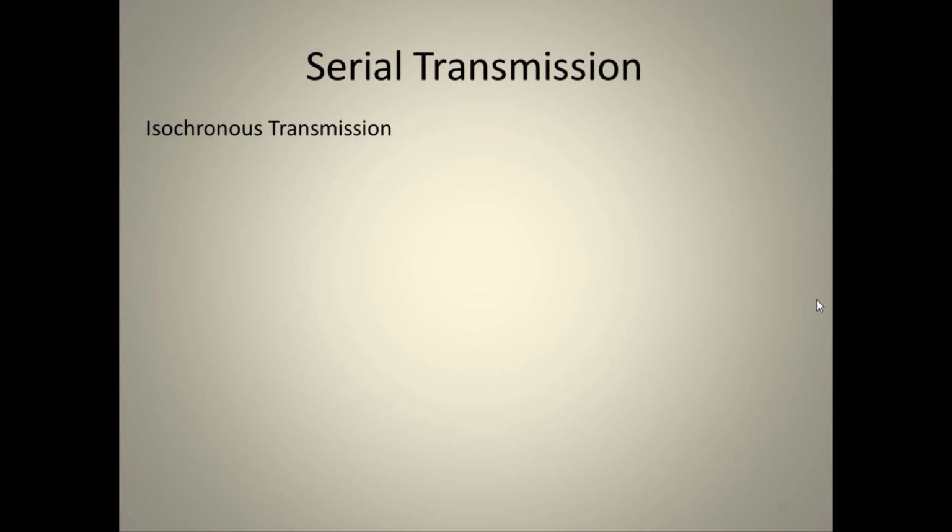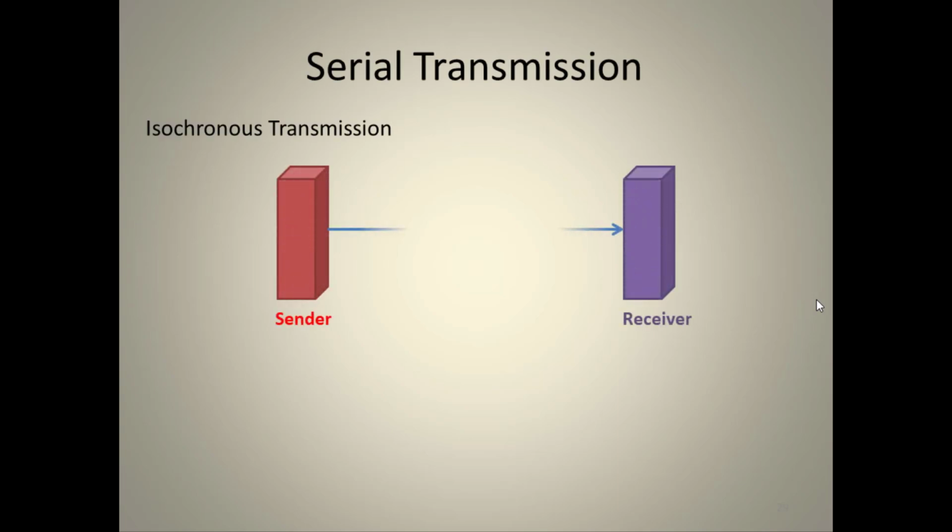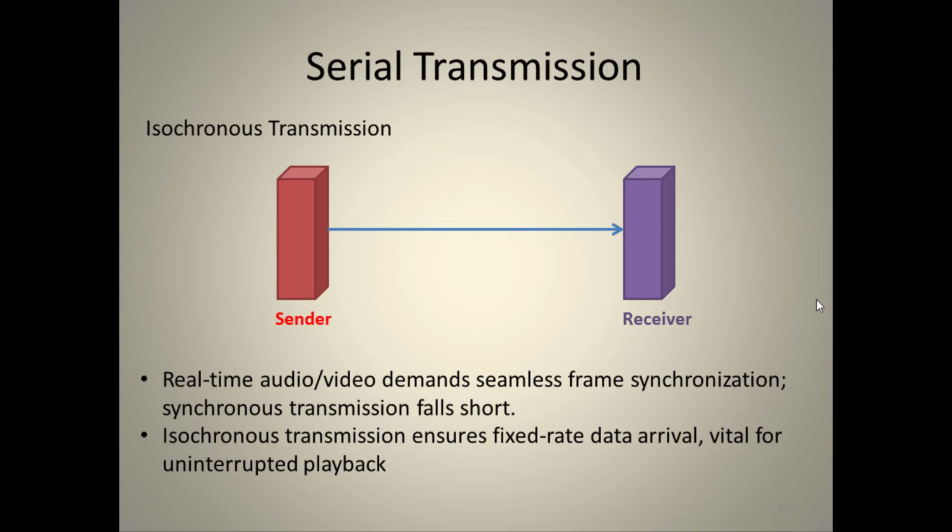Then the final one is isochronous transmission. Isochronous transmission is used for real-time audio and video. Like when we are watching a cricket match, maybe a live transmission is going on, or we are having a telephonic conversation, this is an example of real-time communication. In this case, the data rate should be fixed and uninterrupted. For such transmission, we use isochronous, which supports fixed-rate data transmission.